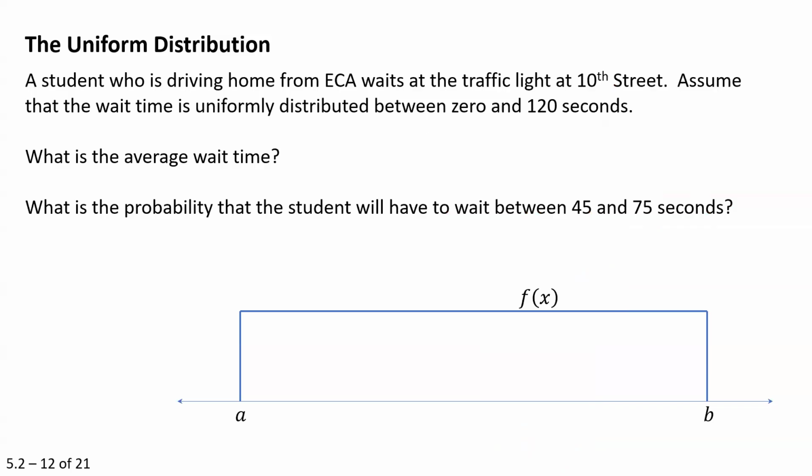A student who's driving home from Ames Community College waits at the traffic light at 10th Street and let's say 59th Avenue. Assume that the wait time is uniformly distributed between 0 and 120 seconds. If that's the case, what's the average wait time? What's the minimum and what's the maximum?